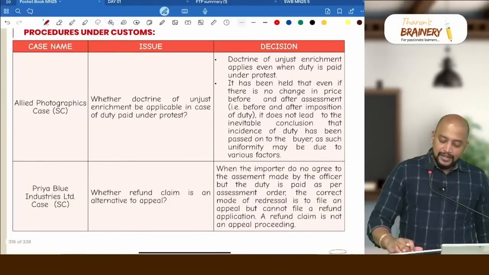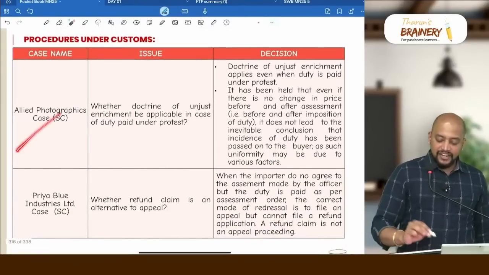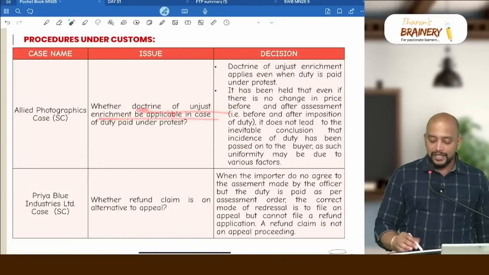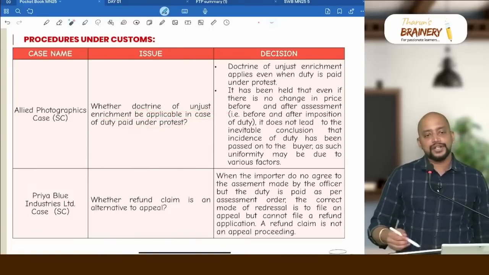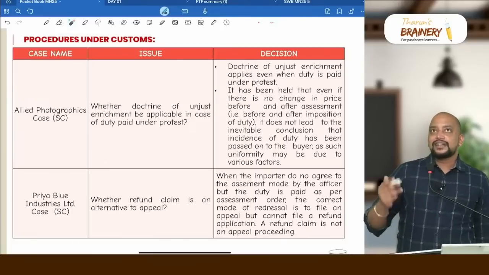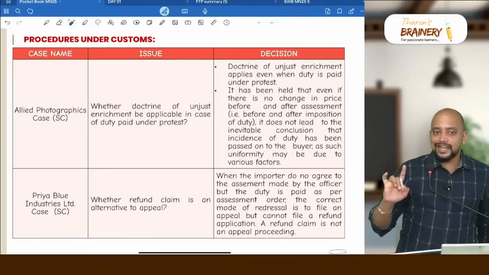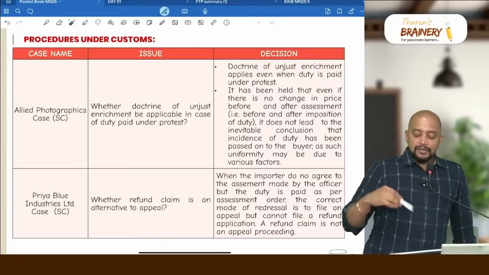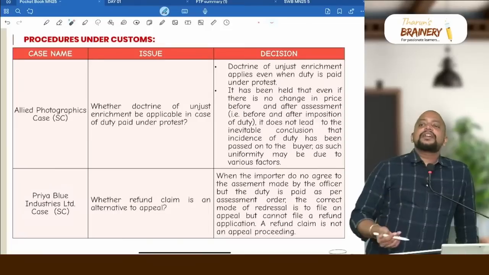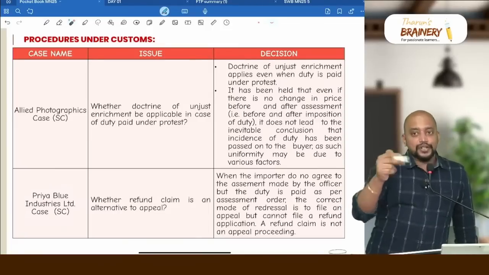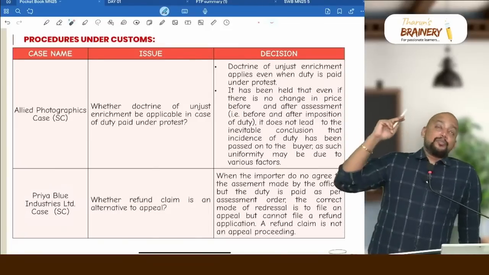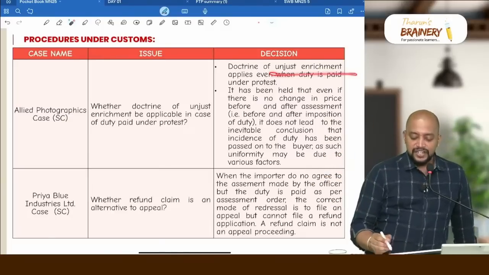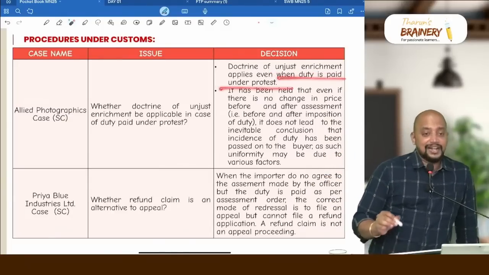Then next we have Allied Photographics case, Supreme Court: whether the doctrine of unjust enrichment is applicable in case of duty paid under protest. Already I told you that generally the time limit is not applicable in case of duty paid under protest. And is the doctrine of unjust enrichment applicable or not? Definitely applicable, because even duty paid under protest is also duty only. There is a possibility that you can recover the duty from the next person. So the doctrine of unjust enrichment applies even when duty is paid under protest.